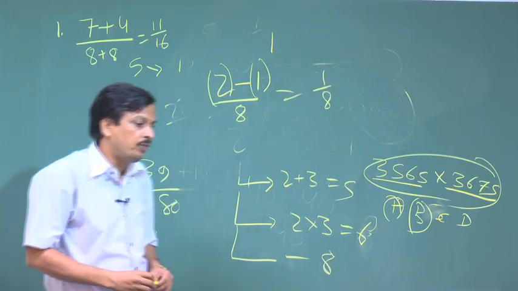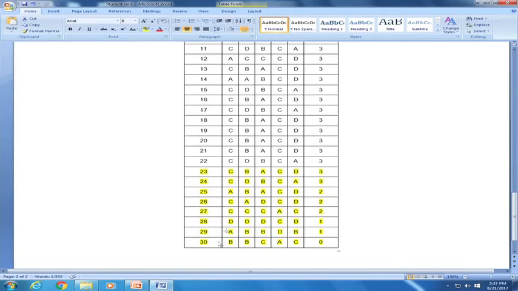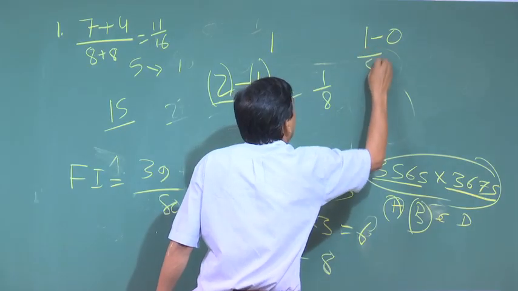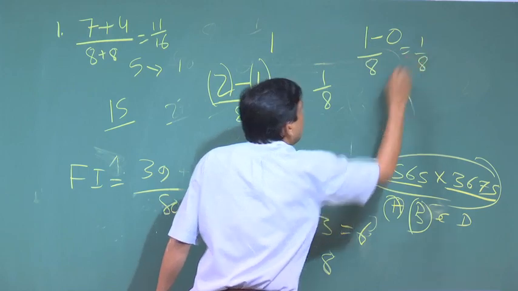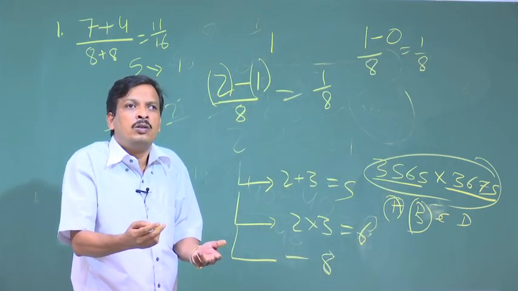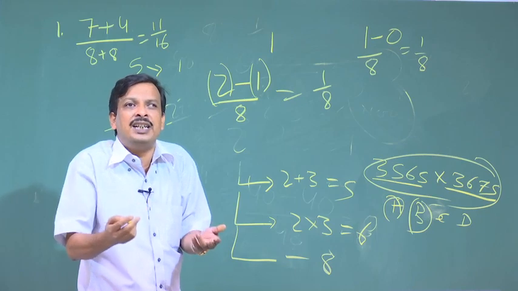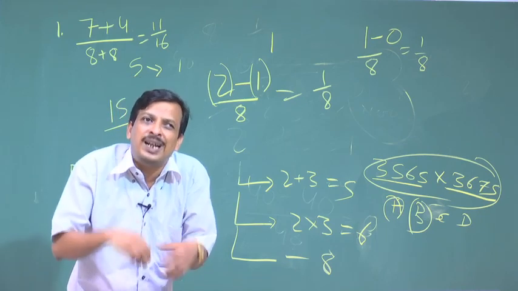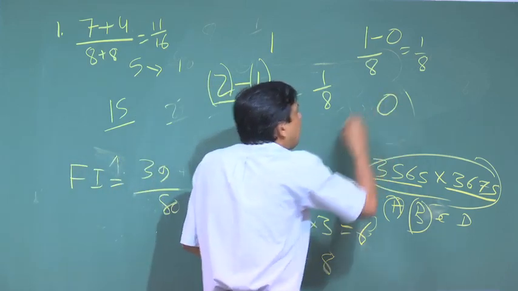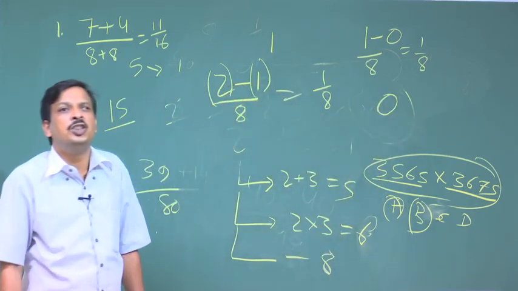If I see the effectiveness of distractor D in item number 1, lower group student 1, upper group student 0, divided by 8, 1 by 8. Now, there may be an option, A, B, C, or D, that is not chosen by anyone, neither lower group nor upper group, then the effectiveness of the distractor is 0.